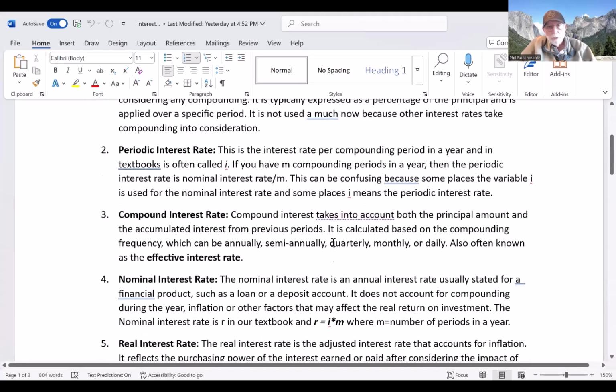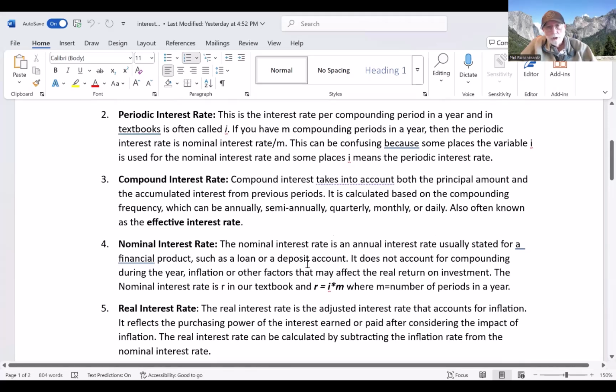The compound interest rate is what we call in this class the effective interest rate. And so it's I subscript effective sometimes in your book. This takes into account the compounding for the number of compounding periods in a year. So this one we use all the time. And this is I effective.